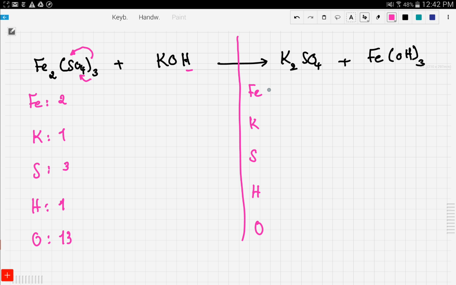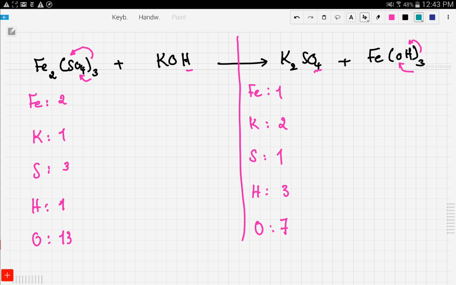Now on the other side we have 1 iron, 2 potassiums, 1 sulfur, and here the 3 distributes also, so we have 3 hydrogens, and finally 4 oxygens there, 3 here, so 7 oxygens. Now you see, none of these elements are balanced, so we start with our iron because it's a metal.